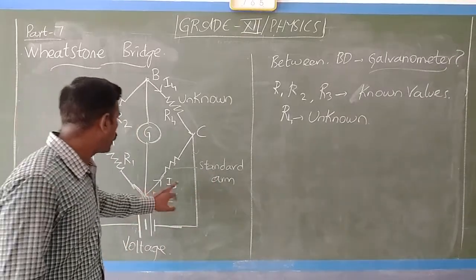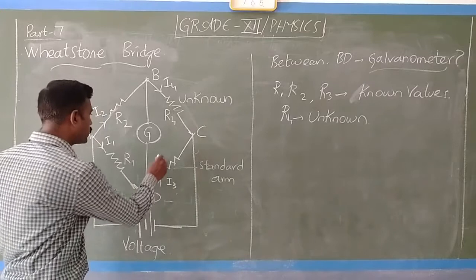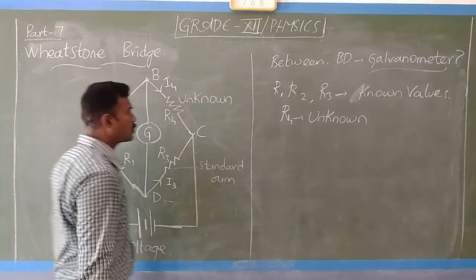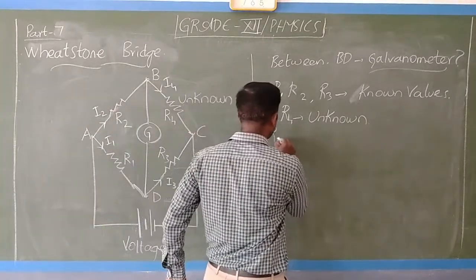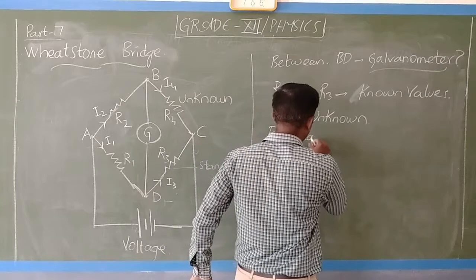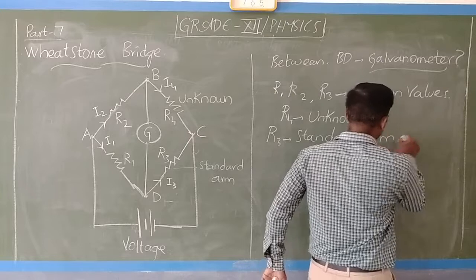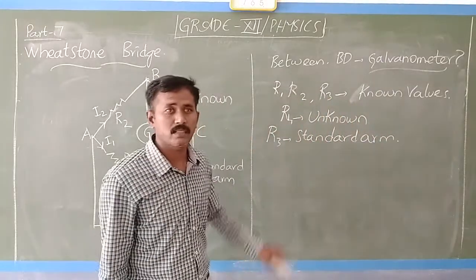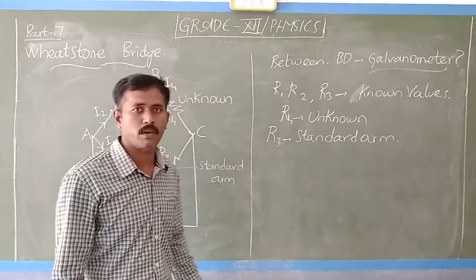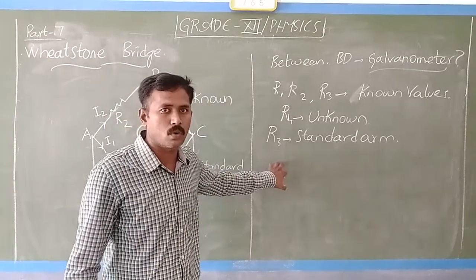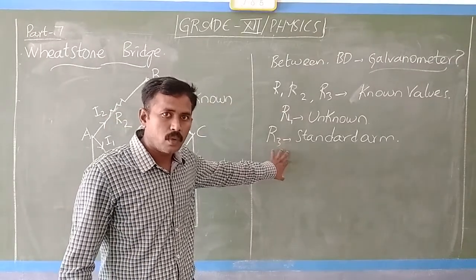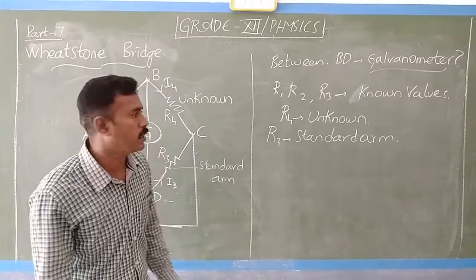Here, R3 is a standard arm, which means we can vary this arm. The value of this arm is already known, and we can vary it.